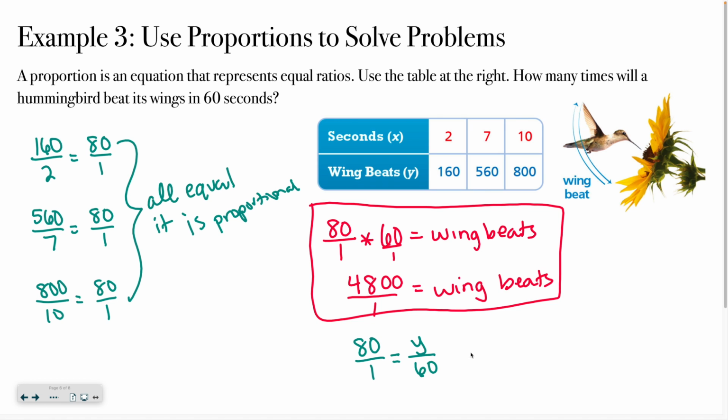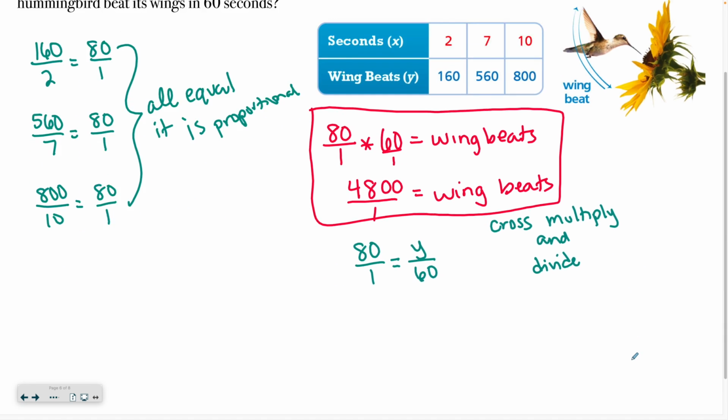And with a proportion, you're going to hear me say a phrase over and over. Okay? I'm going to say cross multiply and divide. So what that means and what that looks like. So the cross multiply step is where you take the two numbers and you multiply them together. So this is the cross multiply.